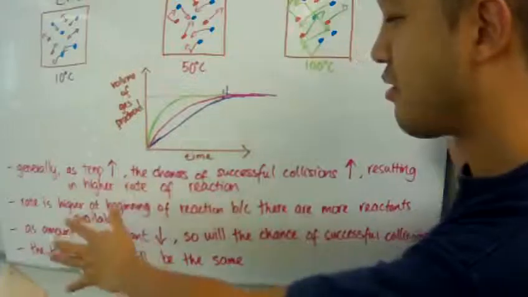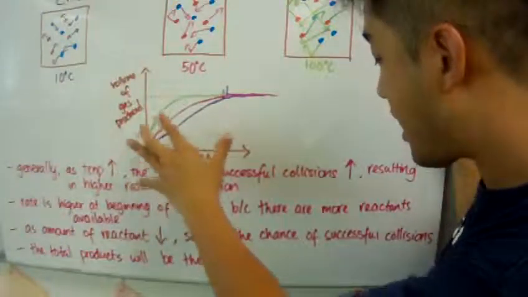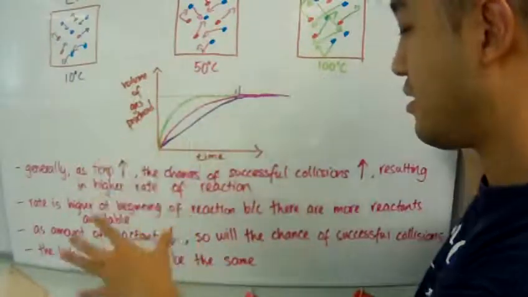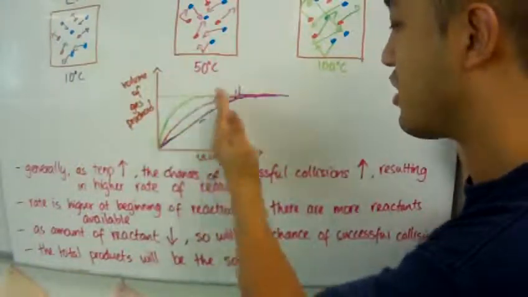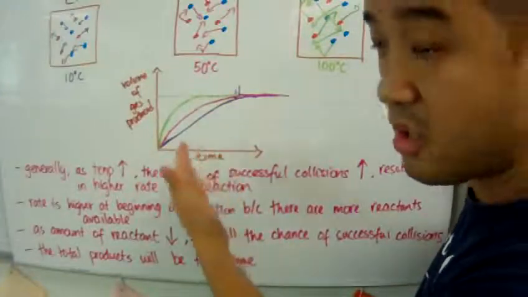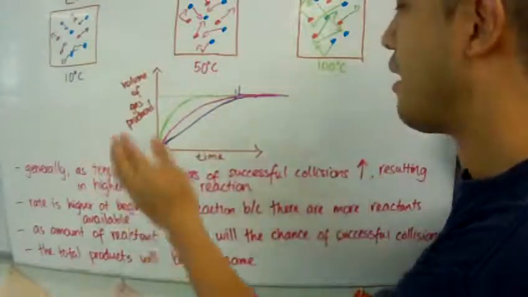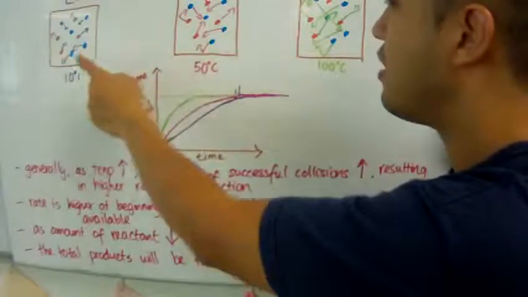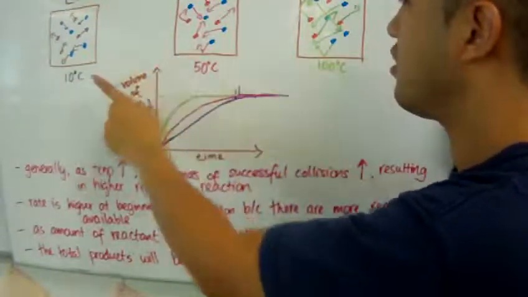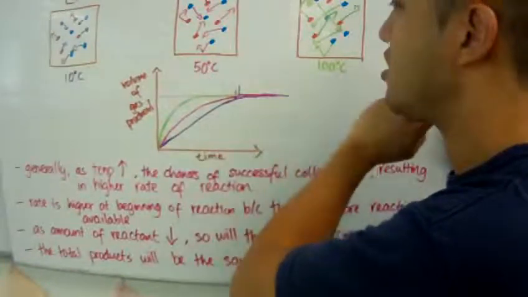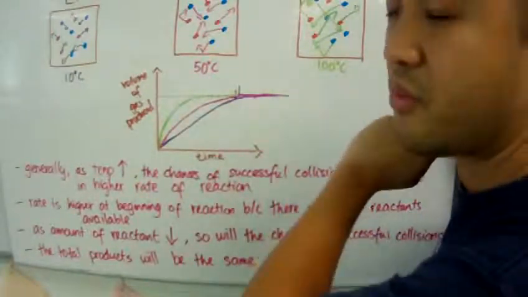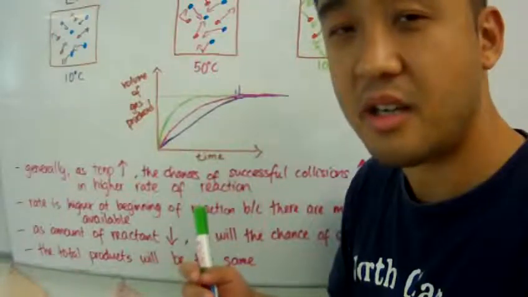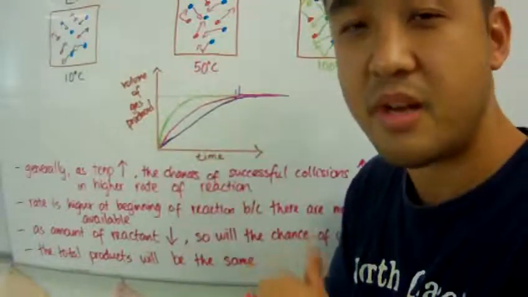The rate at the beginning of the reaction should always be high because there are more reactants available, and as the amount of reactants decreases as the reaction goes on, the chance of successful collisions will also decrease. However, the total amount of products will always remain the same no matter what temperatures you have set for your reacting vessels. So that's a quick snapshot of the effects of temperature on the rates of reaction.